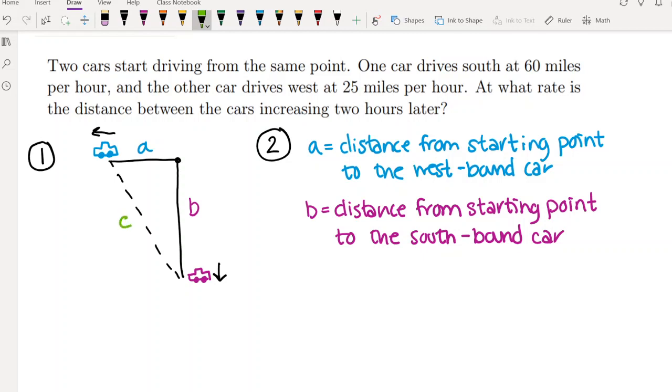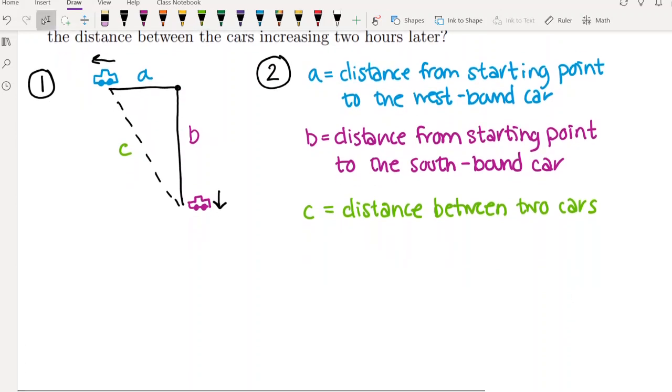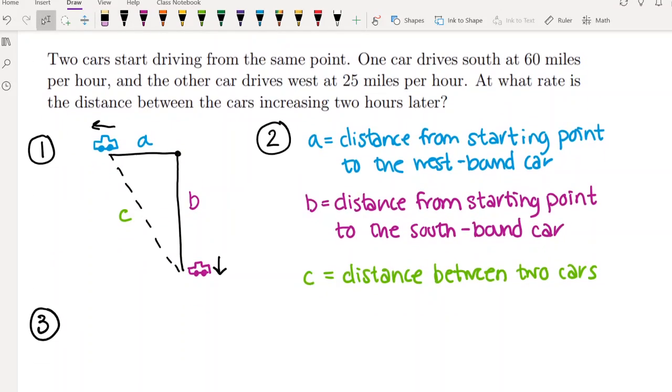So the last quantity that is changing here is the diagonal distance between the two cars. So we can just say distance between the two cars. Okay, so those are our variables. So next step we want to do is go look in the question for information about the rates of change of our quantities. So the first thing that we see is that one car is driving south at 60 miles an hour. So that's the one that we drew in purple.